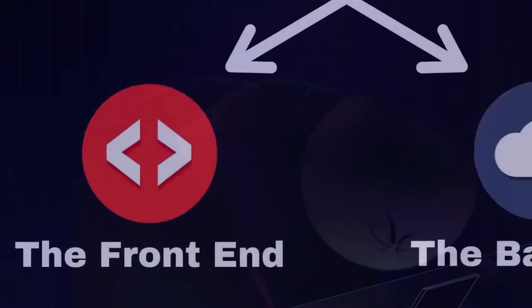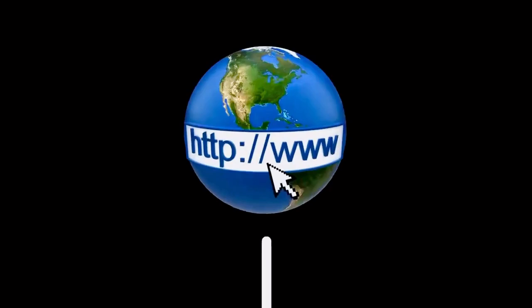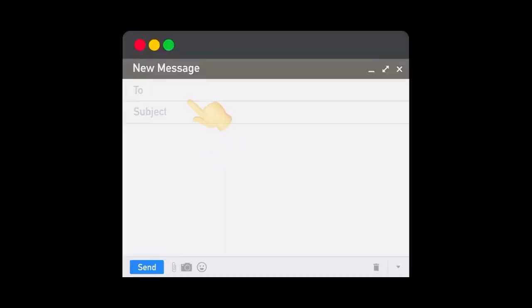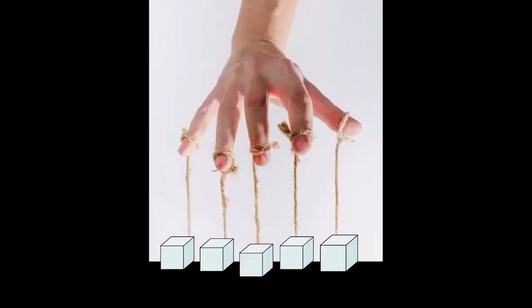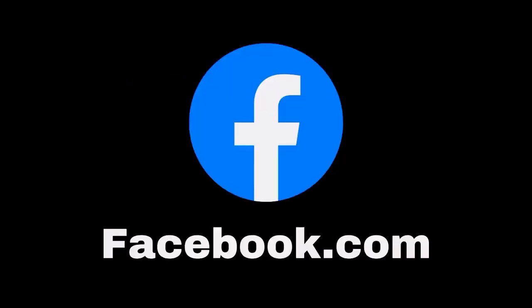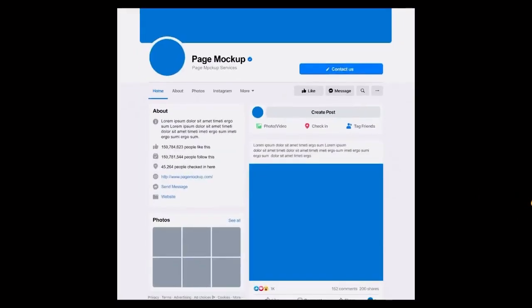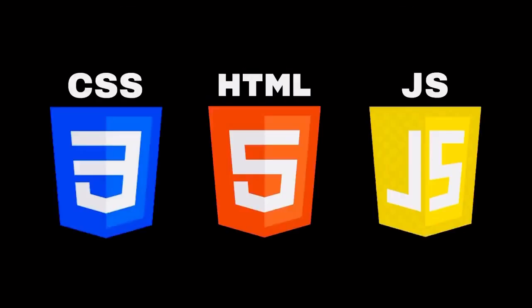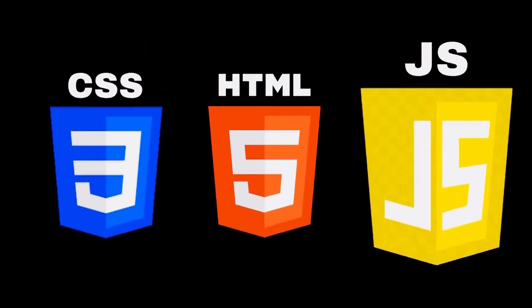The front end and back end are the two components of every website. The visual elements of a web page, such as text, graphics, and buttons, are called the front end. Your data is saved and managed by the back end. For instance, Facebook.com stores your posts, chats, and other data. The front end is crafted using three main tools: HTML, CSS, and JavaScript.